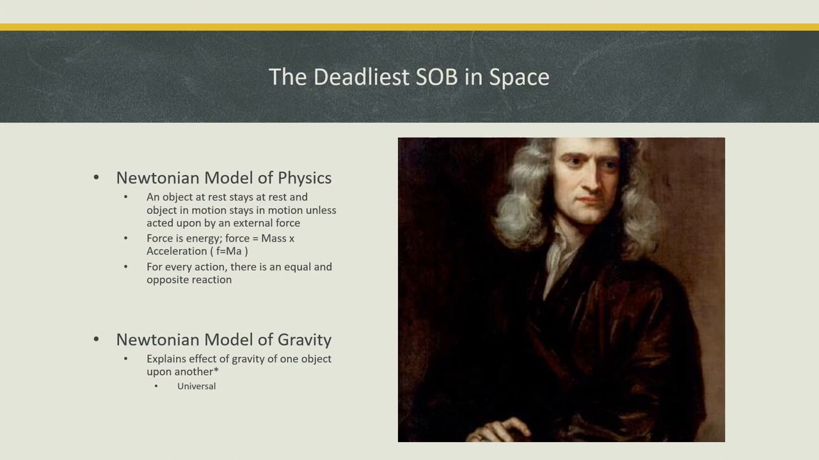This also leads to his models of physics. Newtonian models have been adjusted since then, and some of these are not as relevant as they were when first propounded by Sir Isaac Newton, but they do form the basis of further inquiry. So the theory is there, the evidence may be imperfect. So as evidence becomes more perfect, theory may alter or it may reinforce the theory. Now, the first law of Newtonian physics is that an object at rest will stay at rest, and an object in motion will stay in motion unless acted upon by an external force.